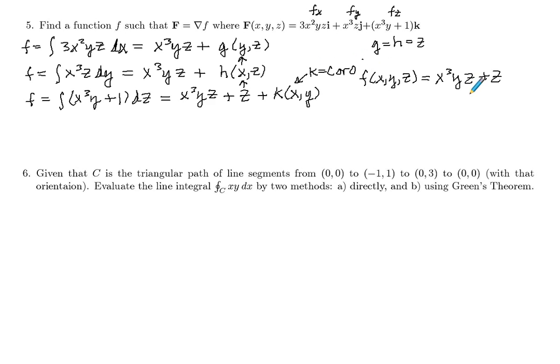And then just double check. If you do the x derivative of this, 3x squared y, 0. So there's your 3x squared yz. Y derivative here, you get x cubed z and 0. So that works. Z derivative, x cubed y and 1. X cubed y, 1. Okay, so we got the right potential function, and that's all we were looking for there.